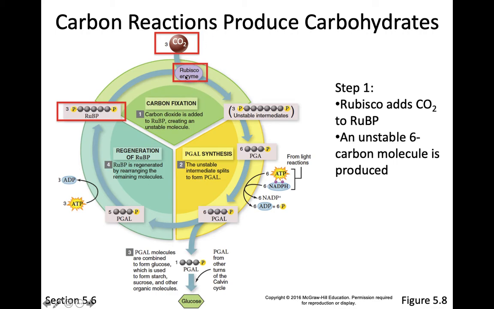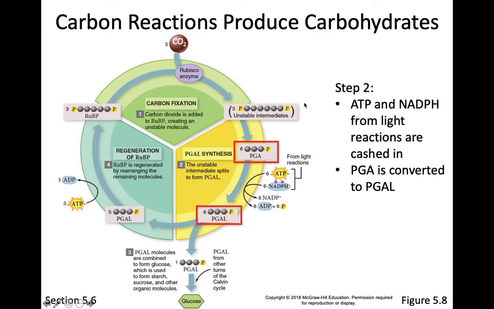So rubisco is going to take this carbon dioxide and stick it onto RuBP, which is fine. If you don't understand what that means, that's okay. Like I mentioned, I'll post a video to go over this. An unstable 6-carbon molecule is produced, which is right here. This unstable 6-carbon molecule really wants to fall apart. It's unstable. It's got a lot of energy inside of it. It wants to fall apart. Every time it falls apart, it can donate some of the energy inside of it to something else, and that's essentially what's going to happen.